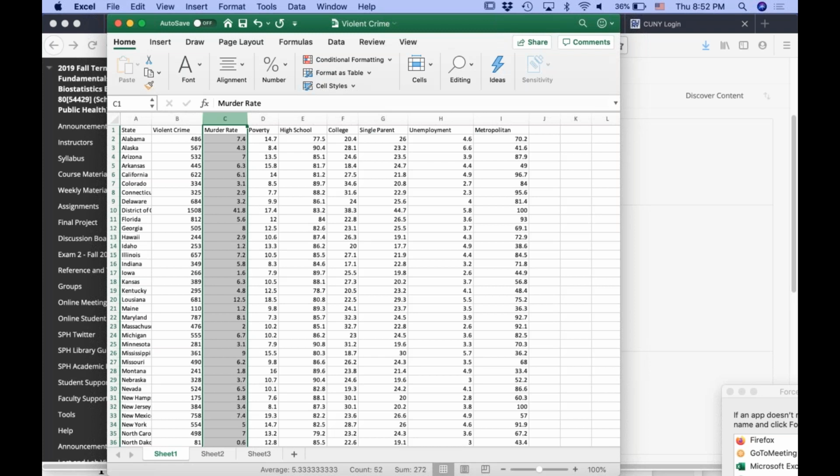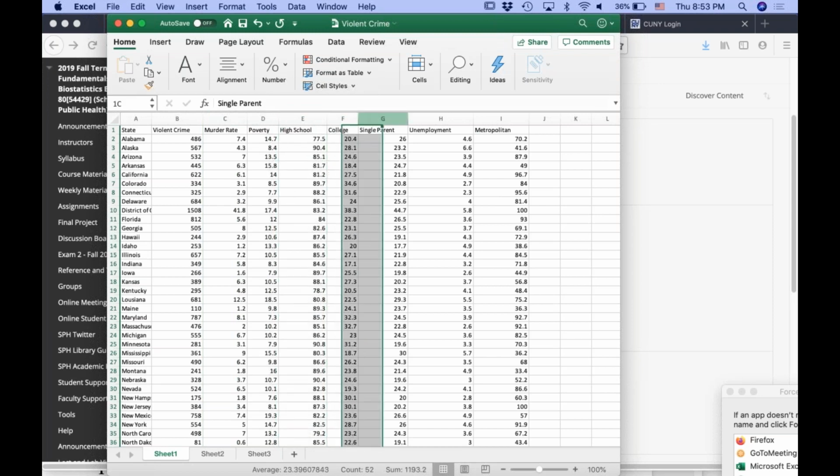When we get to regression, you'll see that as far as correlation is concerned, correlation is just two variables. You only do it with two variables. With regression, you can get into using multiple variables, but we haven't got there yet. So what do you think I can compare? What do you think is associated with murder rate the most? Poverty, high school, college, single parent household. Poverty. Okay, let's give that a try.